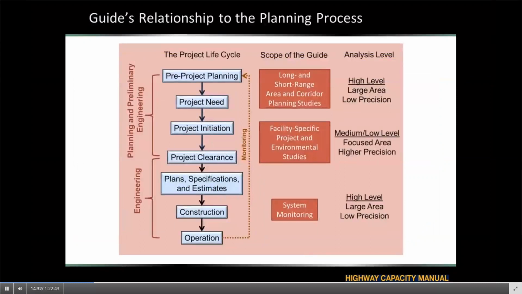So where does the guide fit into a project's life cycle? Generally, the methods described in the guide would be used to help identify the need for a project. Once the project need is determined, the guide can then be used as a precursor to help focus the analysis that will be performed using the HCM itself as part of the project clearance and design phases. Finally, the guide can be used after design and construction is completed to monitor how well the system is working. As the system begins to break down again over time, the guide can assist in determining the need for another project, restarting the cycle again.